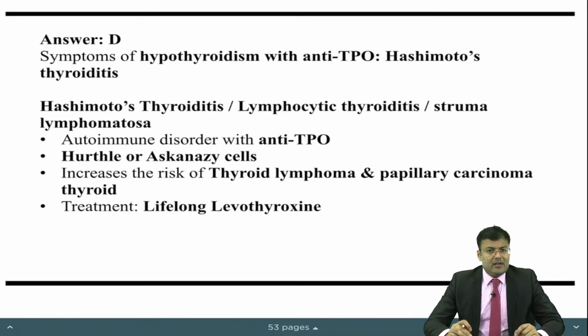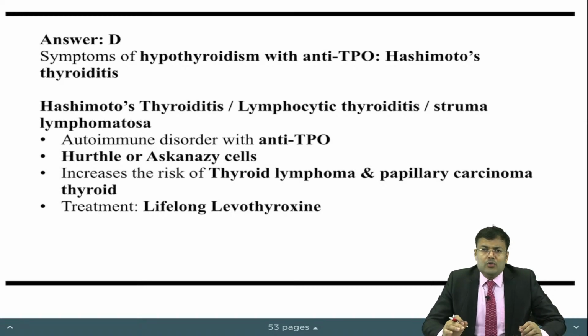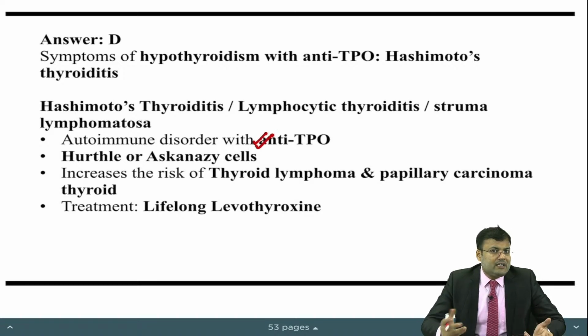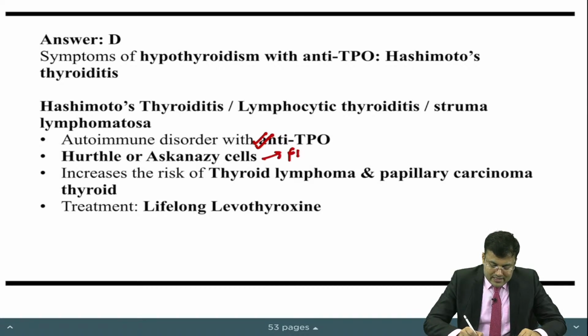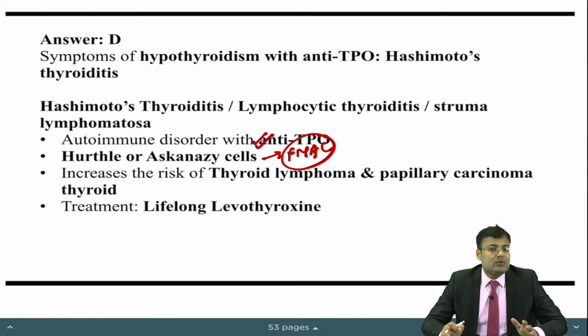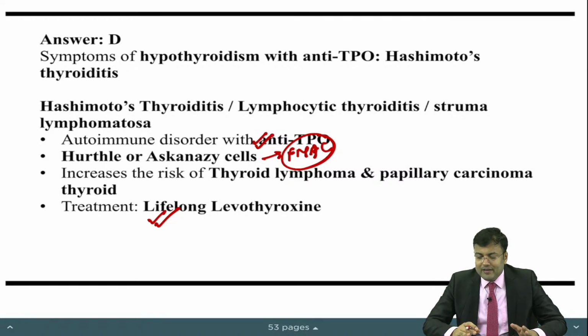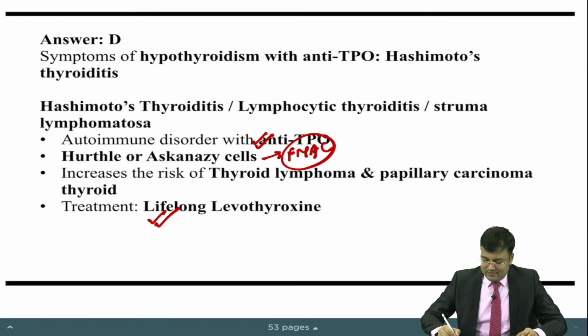There is another question which is asked in pathology. You know, Hashimoto's thyroiditis is an autoimmune disorder. And what is the autoantibody? That is anti-TPO, right? Which kind of cells are there? Hurthle cells or Askanazy cells, right? This is seen on FNAC, and since it leads to permanent hypothyroidism, what is the treatment? We give lifelong levothyroxine.